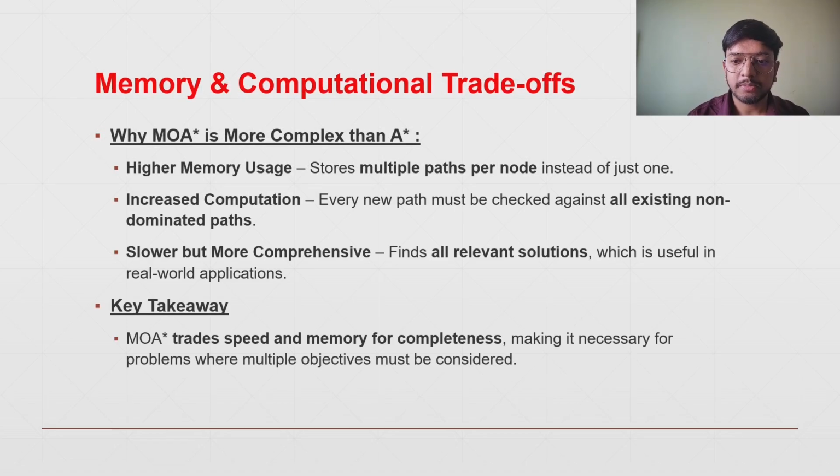Now, let's talk about memory consumption and complexity of MO star. Here, the memory usage will be very high as we need to store multiple solutions. Computation will also be slower as we check all newly discovered paths. But this approach leads it to be complete. Now, MO star is designed such that if we have only one objective, it will act exactly like the normal A star algorithm. You can try this yourself.